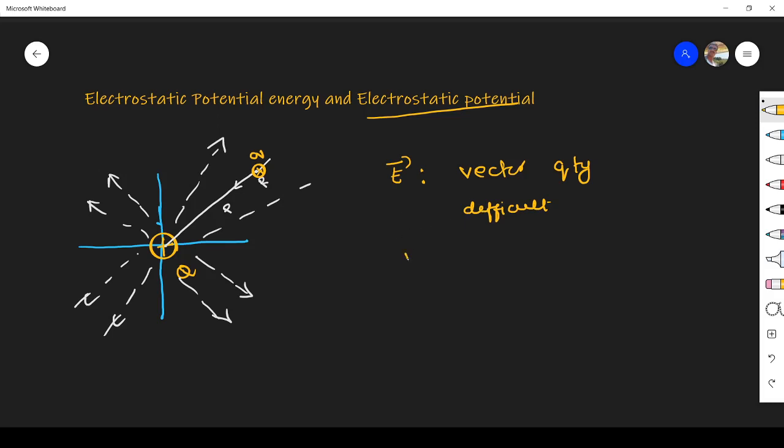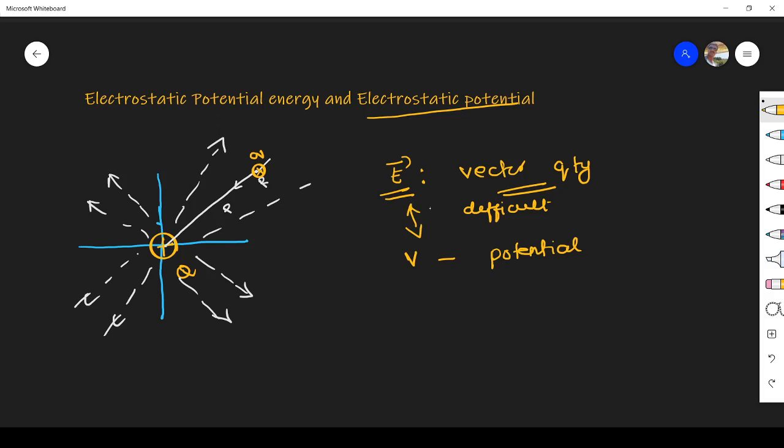That quantity is known as potential V. Whatever the electric field explains as a vector quantity, the same thing can be explained with V, that is potential. Let us see how we are going to do this and what the relationship between E and V is. Those things we will see now.